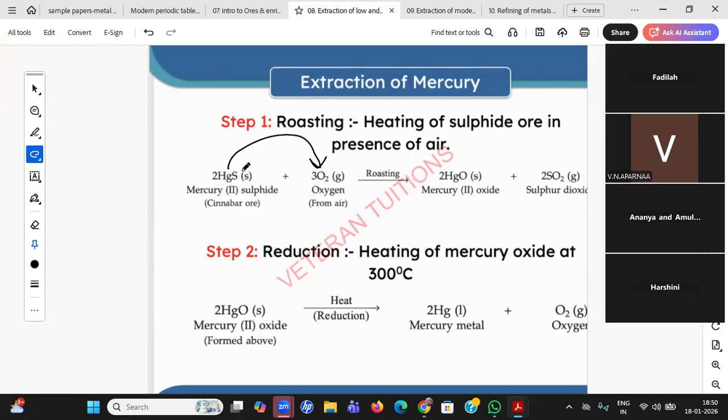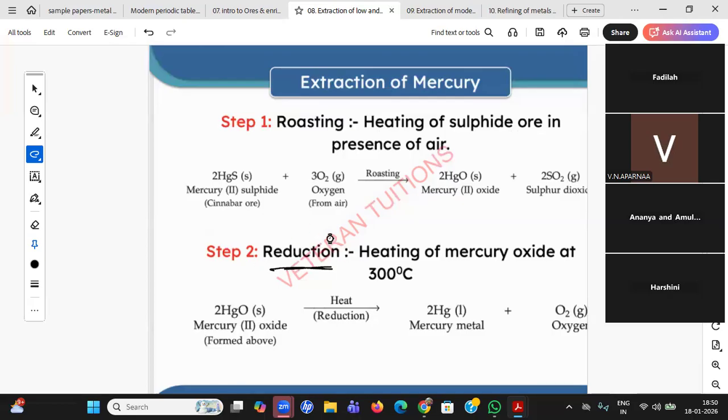So what is the first step to remove mercury from mercury sulfide? The first step is roasting: heating the sulfide ore in the presence of air. Heating mercury sulfide in air, in the first step you will get mercury oxide and sulfur dioxide: SO2 and HgO. But is my task finished? My task was to obtain Hg, but I got HgO. That means I need to remove this oxygen. Removing oxygen means reduction.